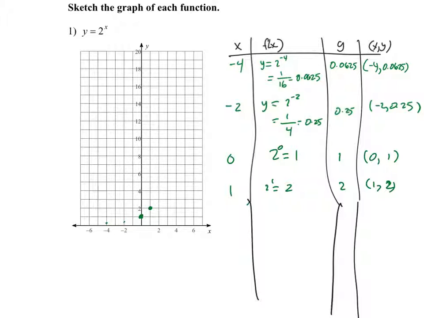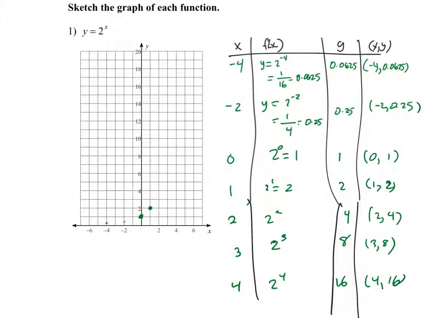Alright, so now I'm going to substitute 2, and I'm going to do the same with 3 and 4. So 2 squared, 2 to the cube, 2 to the 4. So this is 4, 8, 16. So I have the points (2, 4), (3, 8), and (4, 16). Right? And that's my graph.